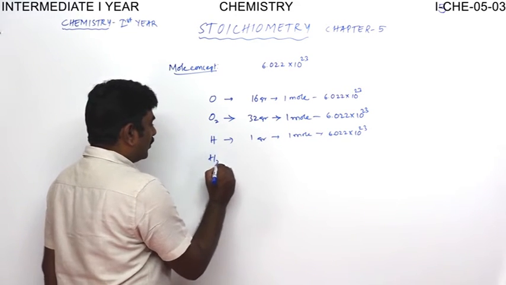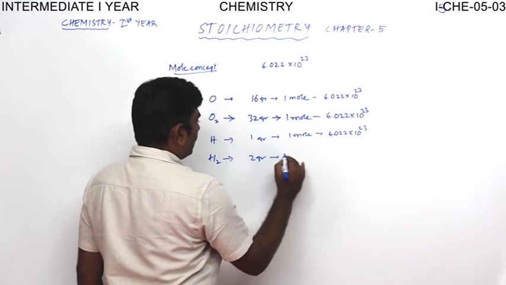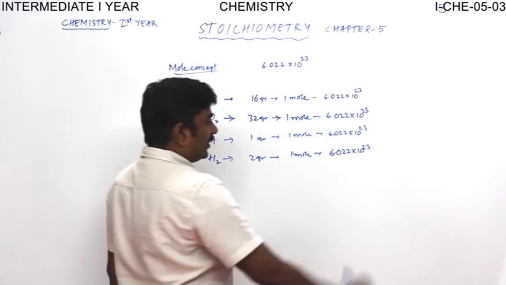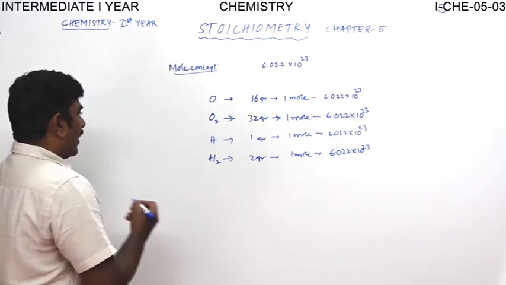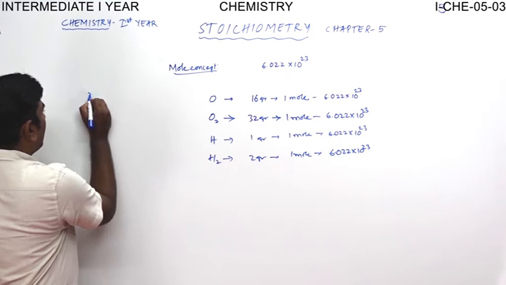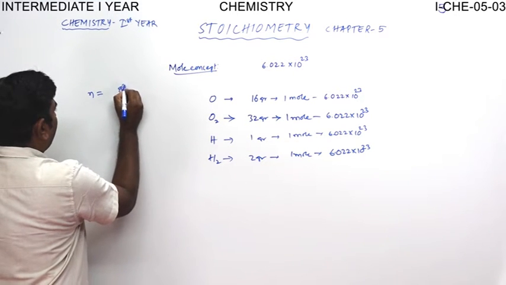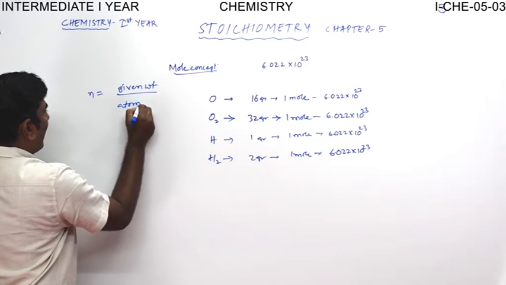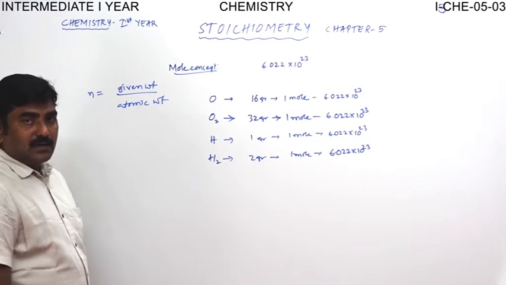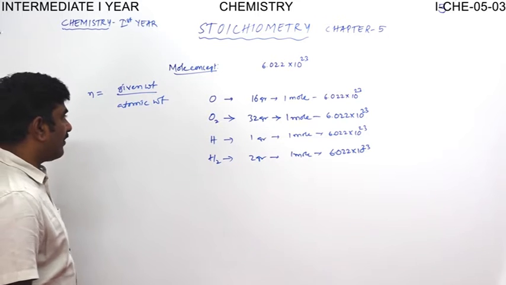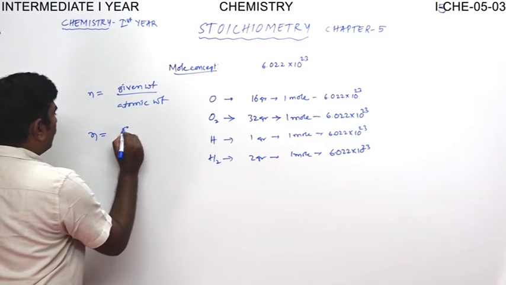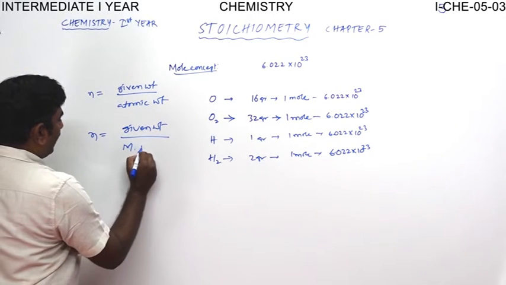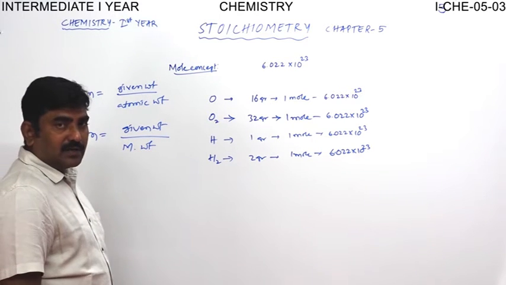I am taking hydrogen molecule H2. How much is it? 2 grams. How much is it equal to? 1 mole. It contains 6.022 into 10 power 23 hydrogen molecules. And the formula to calculate the number of moles: number of moles is equal to given weight by atomic weight in the case of atoms. In the case of molecules, moles is equal to given weight by molecular weight.